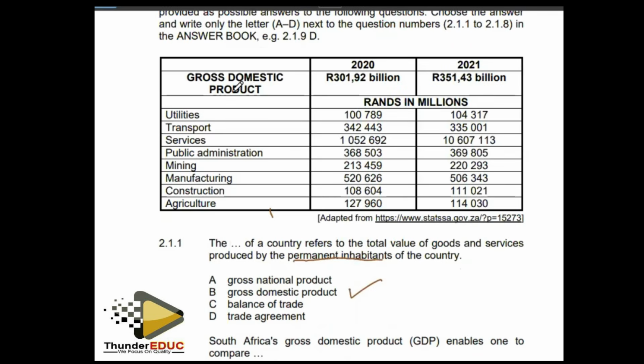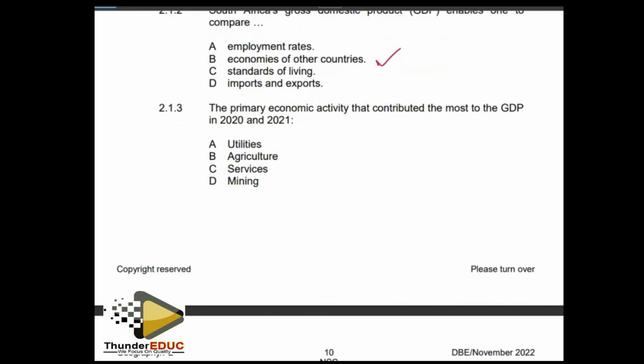The primary economic activity that contributed most to the GDP in 2020 and 2021. We'll go back to the table. Which one contributed most? Look at it. The services, can you see that? There's agriculture, can you see that? When you look at it in millions, which one has the biggest value? The answer is as simple as you see it, to be the services, isn't it? Or it is the mining. Let me see. Which one contributed most to the GDP?